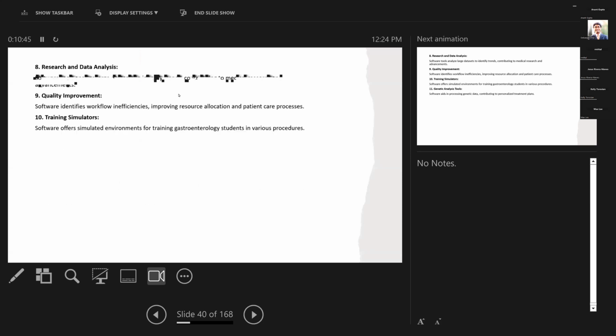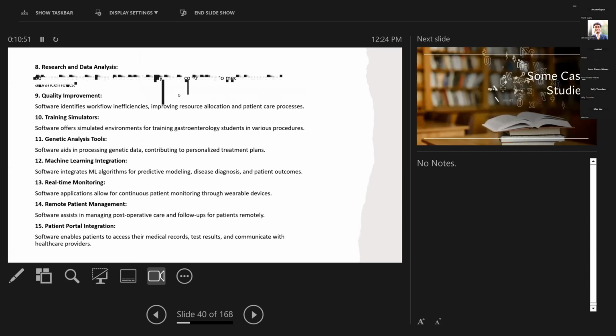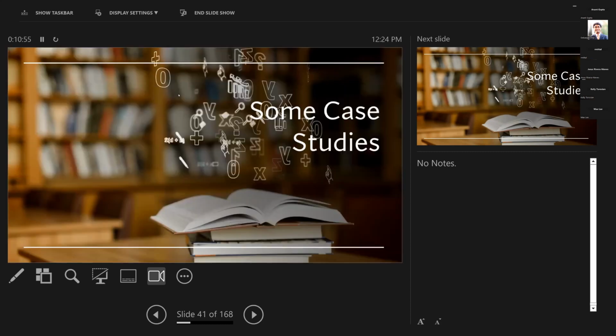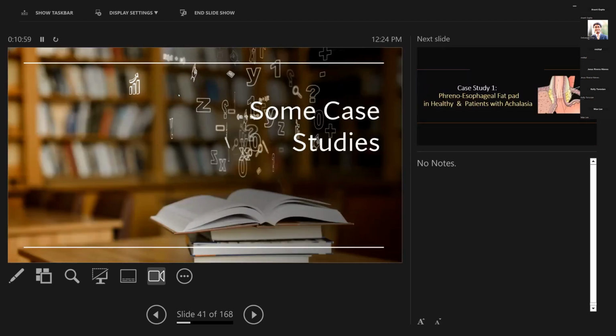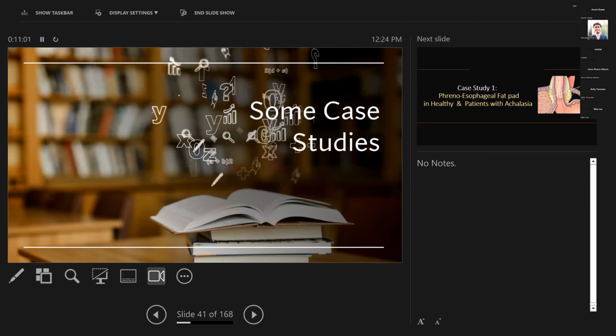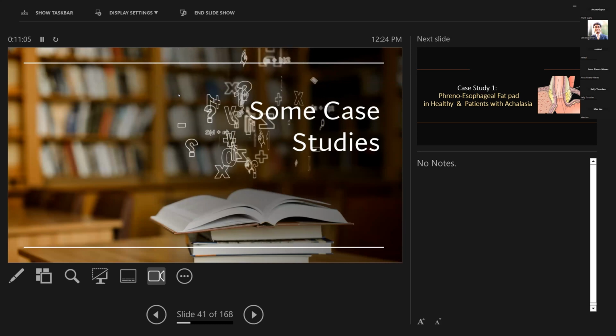And there are many other uses of software in GI, whether it's medical image analysis, or training in simulators, or real-time monitoring, or patient portal integration. Now, I'm going to discuss some case studies to see some applications of AI in GI and also in liver disease, okay?